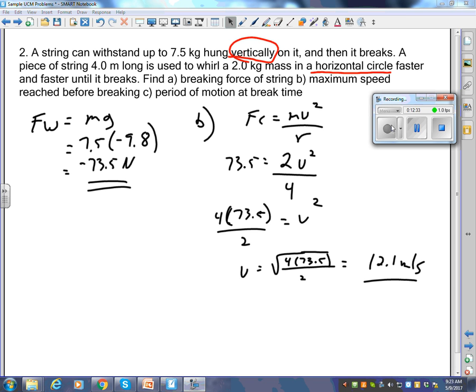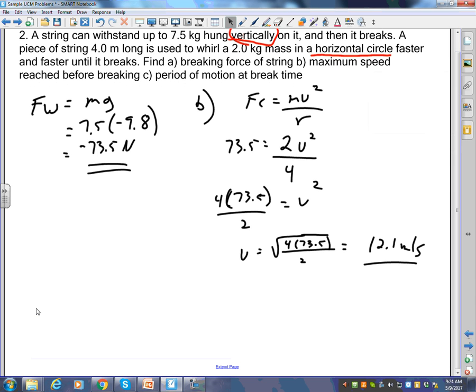All right, and the last step, the period of the motion at break time. So when it breaks, what is the time for one revolution? So we are looking for the T value when the v value is that, right? I think you should have T is equal to 2 pi r over v. I think I know why I started using the capital R's, because my lowercase r's and my v's look too much alike. I don't think I made it any better.